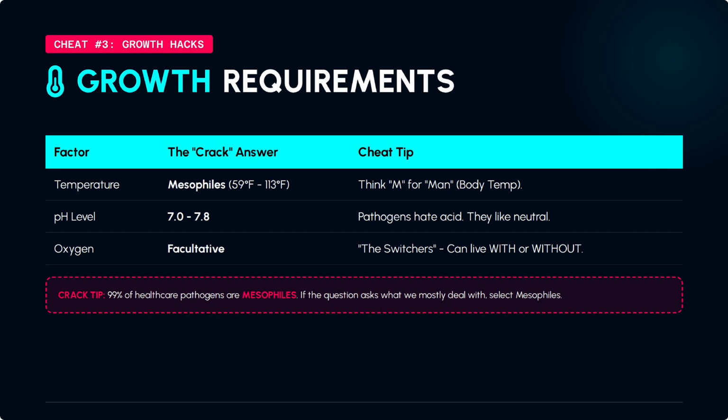Hack number 3, growth requirements. 99% of hospital pathogens are mesophiles. M is for man. They love our body temperature. Basically, to them, the human body is a 5-star luxury resort. And what about oxygen? Watch out for facultative anaerobes. These guys are the ultimate flip-floppers. They don't care if there's oxygen or not. They'll crash the party either way.